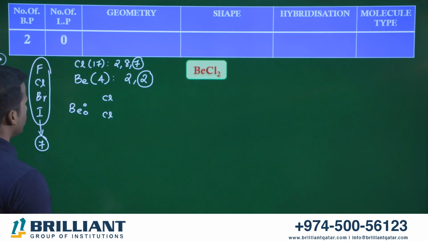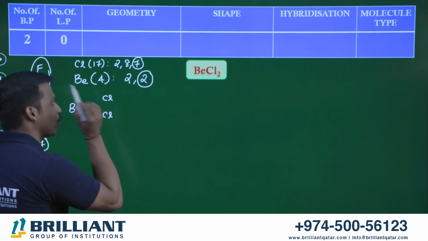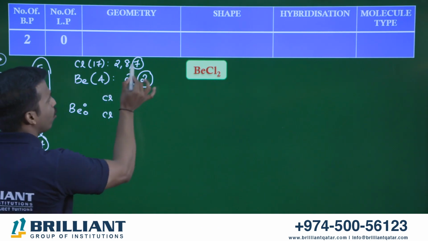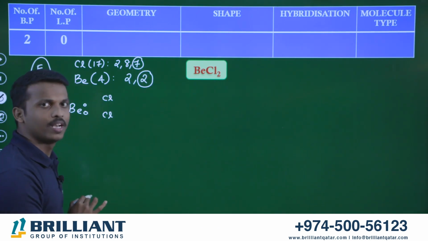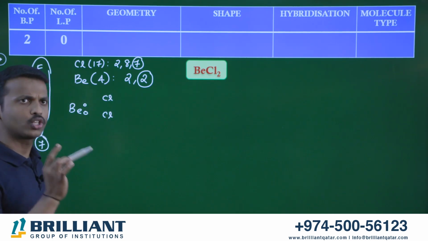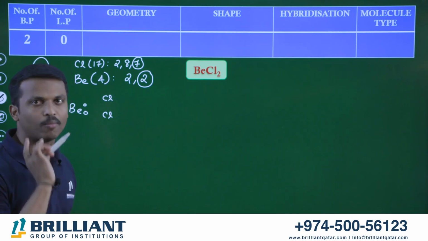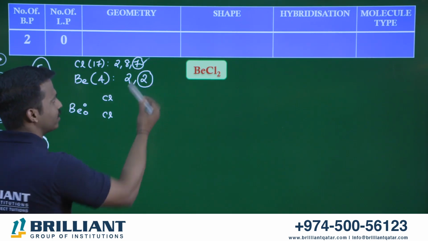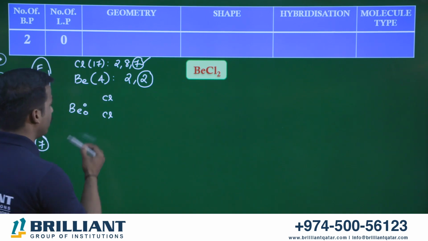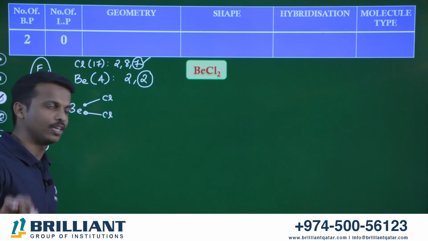Here, we noted beryllium is the central atom, with 2 valence electrons, surrounded by 2 chlorine atoms. Chlorine, how many valence electrons are there? 7 valence electrons, right? I'm not writing them completely. So each chlorine, to complete its octet, how many more electrons does it require? 1 more electron, correct, because already 7 is there. It can take from beryllium. Here also taking from beryllium. Okay, bonding, everything is over.